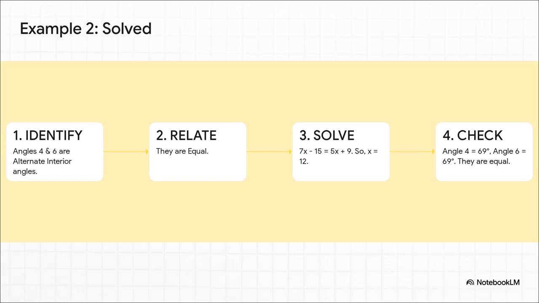So for step 3, we solve by just setting the two expressions equal to each other. 7x minus 15 equals 5x plus 9. Okay, let's get the x's together. I'll subtract 5x from both sides, which gives me 2x on the left. Then I'll add 15 to both sides. 9 plus 15 is 24. So 2x equals 24. That means x has to be 12. And for our last step, we check. Plug 12 back in, and you'll see that both angle 4 and angle 6 are exactly 69 degrees. They're equal, just like they should be.